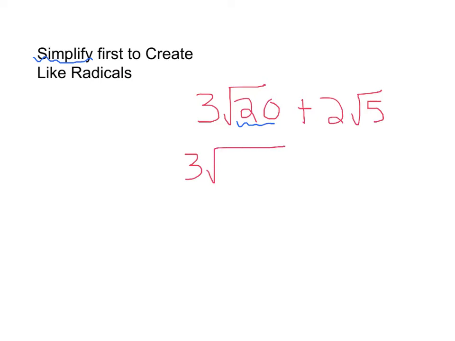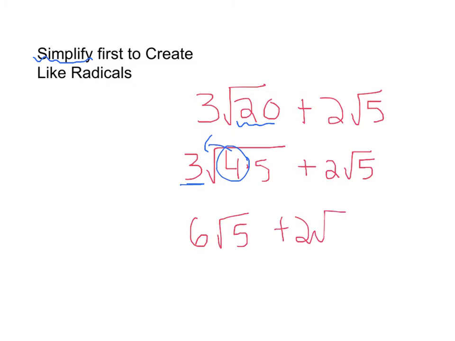Okay, second example, 3 square root of 20 plus 2 square root of 5. It doesn't look like we have like terms, however, 20 is not simplified. So, let's see, 3 times the square root of, let's break 20 up into 4 times 5, plus 2 square root of 5. And then, the square root of 4 is 2. Bring the 2 out in front and multiply it by the front number. So 2 times 3, that is 6 square root of 5, plus 2 square roots of 5 equals 8 square roots of 5.